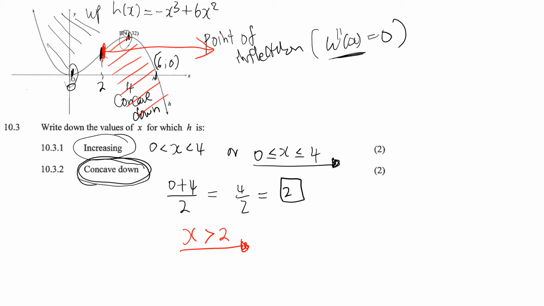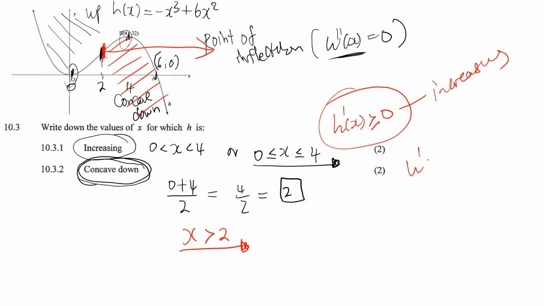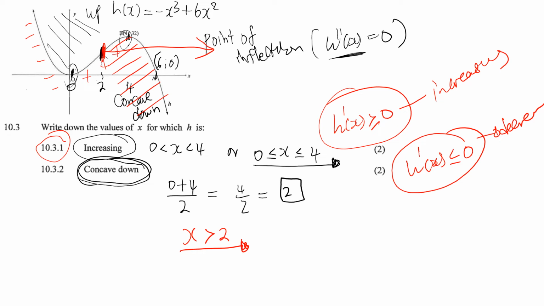Also with your 10.3.1, where the graph is increasing, you can check it, but if you're just given an equation, how can you determine whether the graph is increasing? You must check where the first derivative is greater than or equal to 0. When the first derivative is greater than or equal to 0, the graph is said to be increasing. But when your first derivative is less than or equal to 0, we say the graph is what? Decreasing. So you can use this approach for 10.3.1 to check whether the graph is increasing or decreasing, or rather you can use the method we used by highlighting on the graph, if you are given the graph.